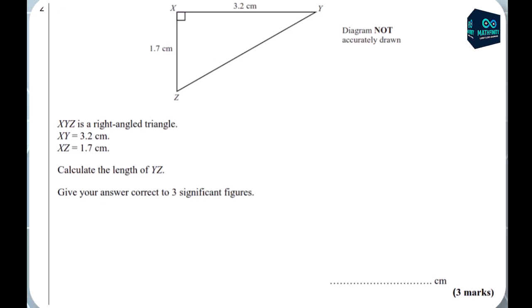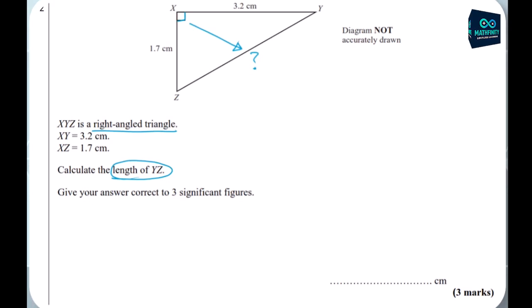Let us solve question number 2. They give us the triangle XYZ. XYZ is a right angle triangle, as they mentioned. XY is 3.2, XZ is 1.7 centimeter. Calculate the length of YZ. This side we have to calculate. So we can see that this side is opposite of 90 degree. It means this is hypotenuse.